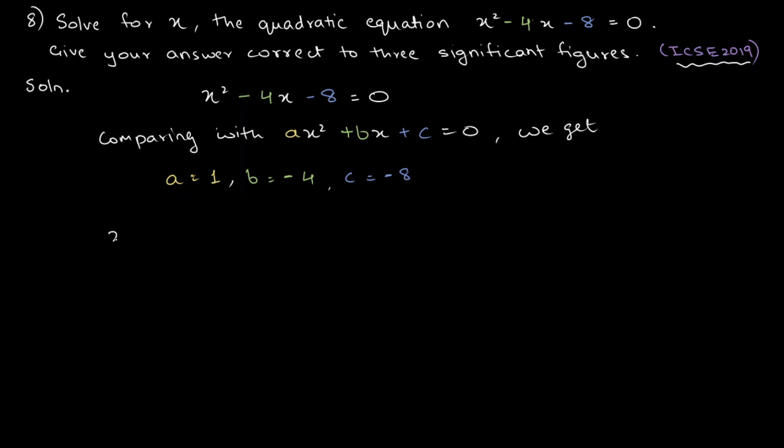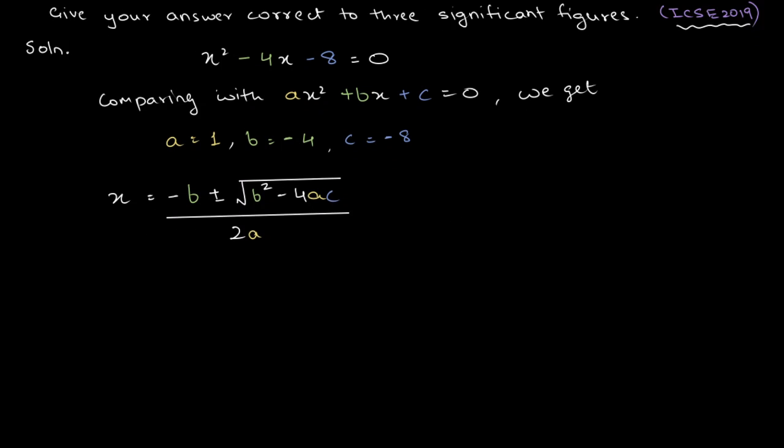And if you remember the formula, right? x is equal to minus b plus or minus square root of b square minus 4ac, this entire thing is divided by 2 times a, right? So this is our quadratic formula, minus b plus or minus square root of b square minus 4ac upon 2a, right?